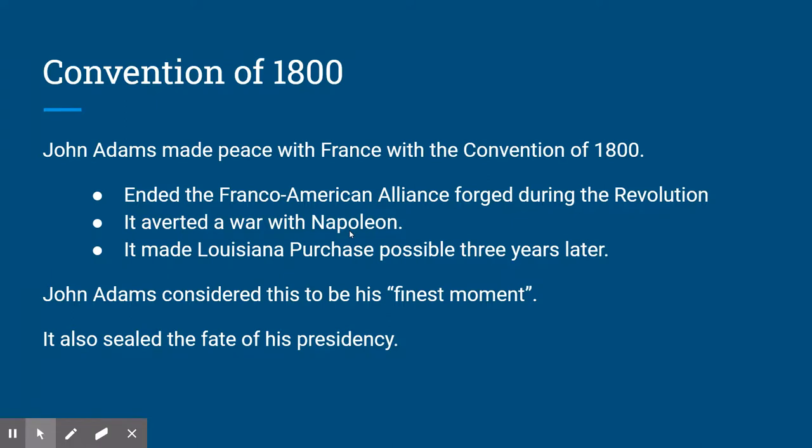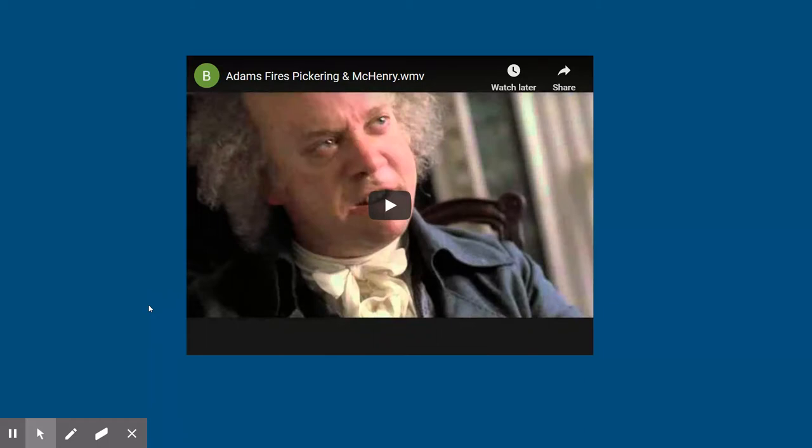And by making peace with France, and this is what's really important, by avoiding the war cries and not following public opinion and not doing what's popular, it made the Louisiana Purchase possible 3 years later. John Adams considered not going to war with France to be his, quote, finest moment, but it also sealed his fate. It sealed the fate of his presidency. He is a one-term president. He loses re-election because he didn't follow public opinion, and he did not follow Hamilton and the wishes of many Federalist Party leaders. You guys can always go back and rewatch these videos. I highly recommend it. It really helps accentuate what we're talking about today.